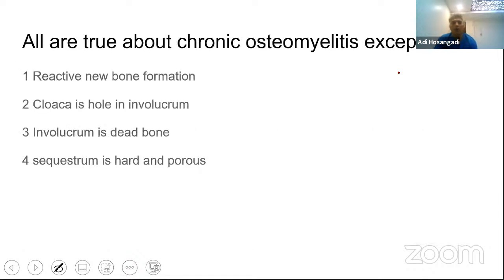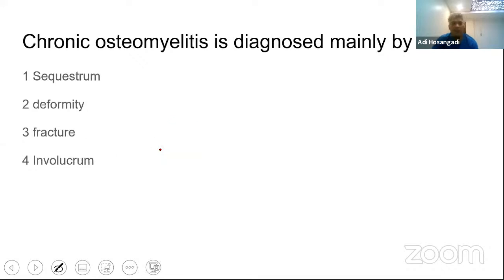All are true about chronic osteomyelitis, yes, except option 3, sir. Yes. Okay. Cloaca is the hole in the involucrum. All are correct. Chronic osteomyelitis is diagnosed mainly by, what is the hallmark of osteomyelitis on X-ray? Involucrum. No.